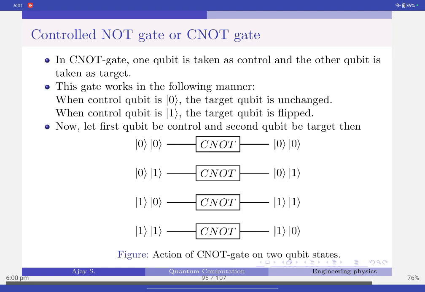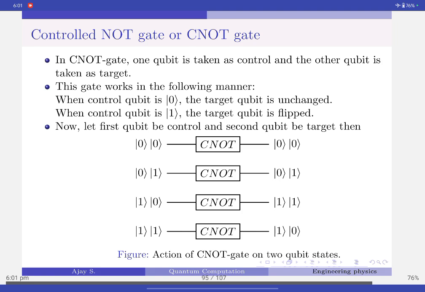Now, first let us take the first qubit as the control, and the second qubit as the target. So in this example you can see the first is the control and the second is the target. The first is 0, so nothing happens. After the CNOT transformation, it is still 0 0. In the second example, 0 1, the control is still 0, so nothing happens. After the CNOT transformation, it's just 0 1.